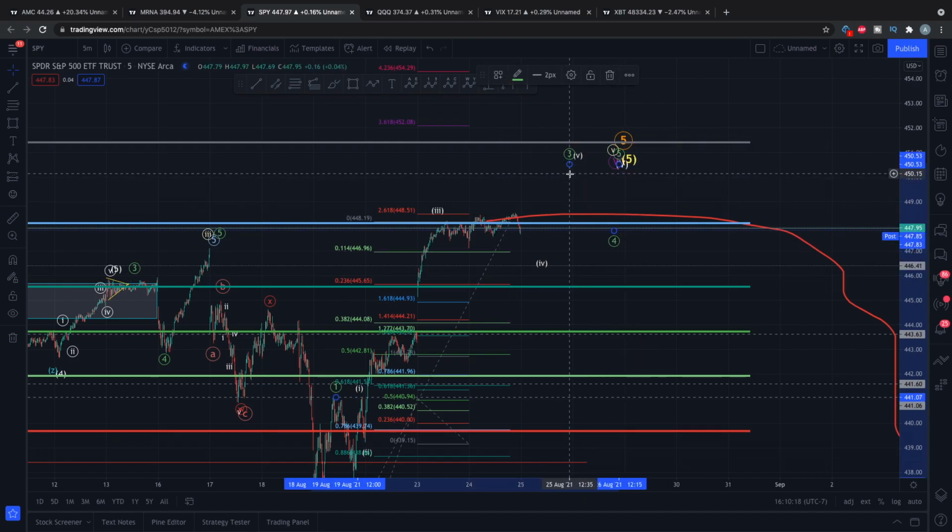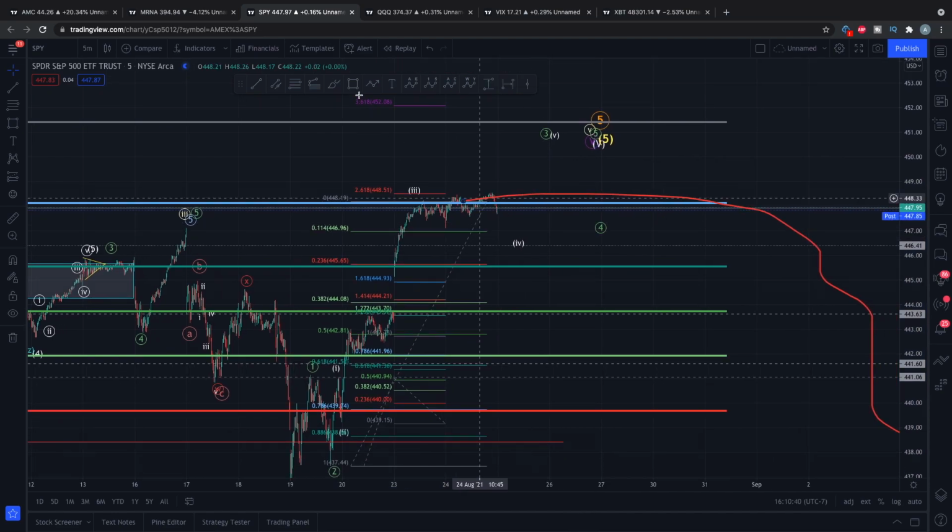The only difference in this count is that this would be a wave 4 of a lesser degree. So instead of having a wave 4 in green, you would have a wave 4 of this degree, less than that. That doesn't really change anything about the price action. It just changes how much downside you could possibly get, and that would be only a few fractions of a point. So it doesn't really change much. The only thing different is your retracement levels would be right here.